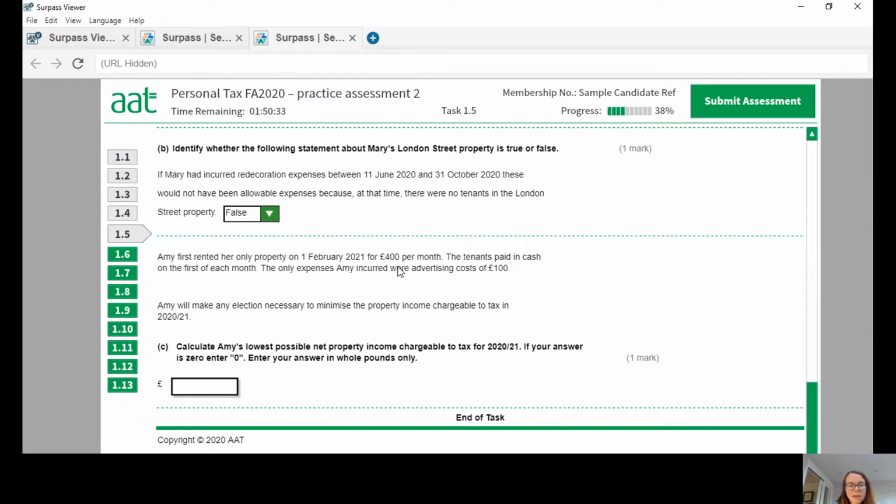So how much income do we have? We've got February, March, April, so she's got £1,200 of income, the amount that's actually been received. If she just deducted 100, she would obviously have 1,100 of taxable property income, but she can use the property allowance, which will bring her down to just £200 of property income.